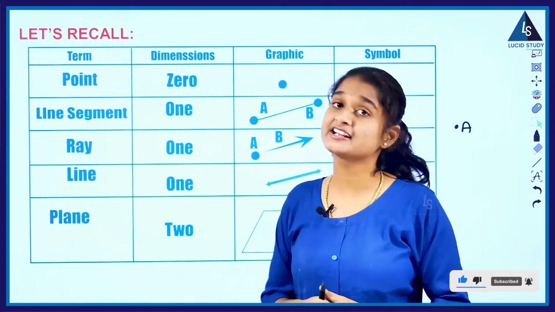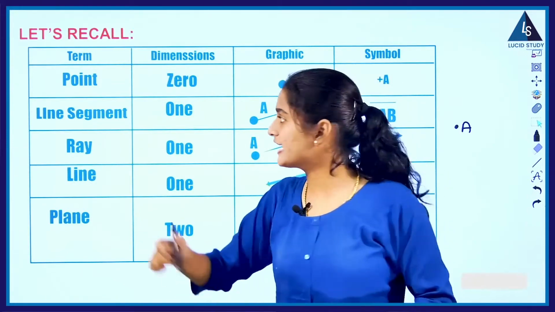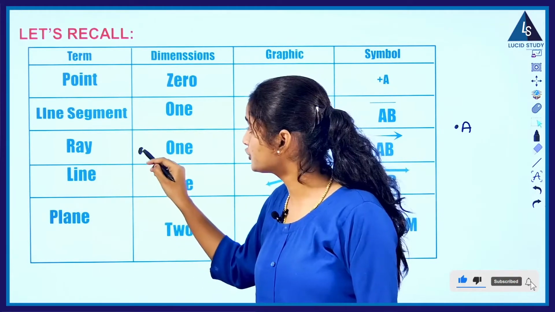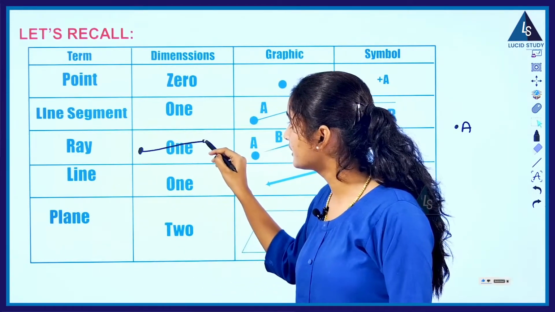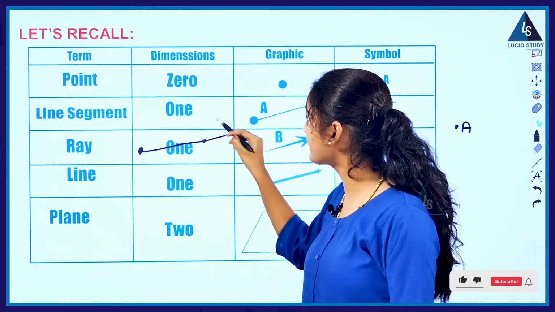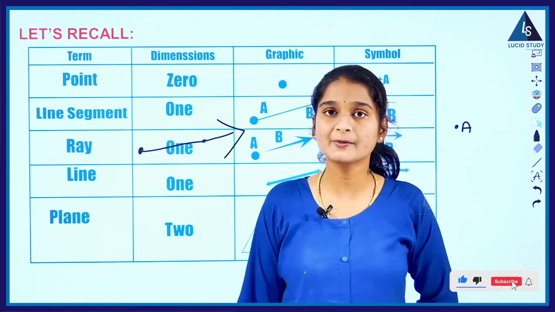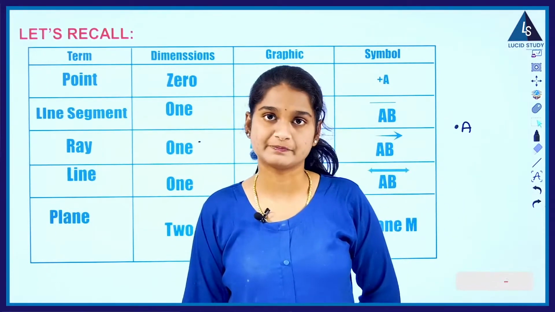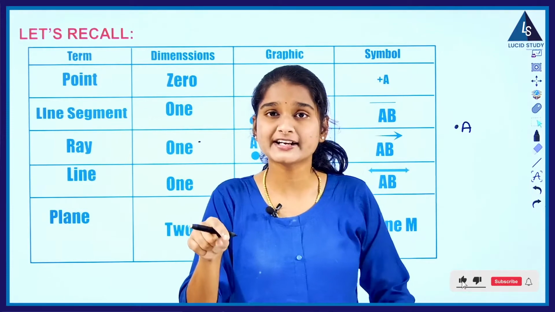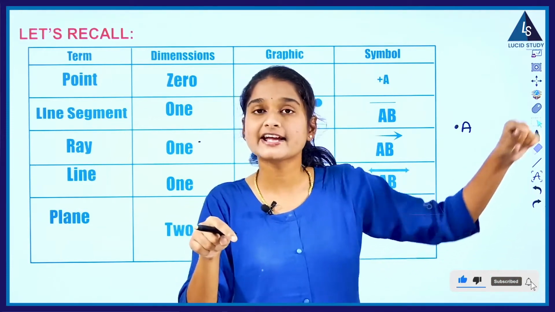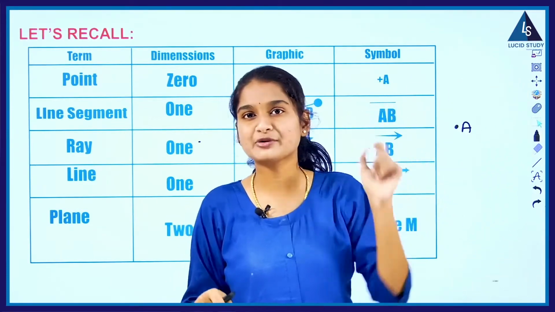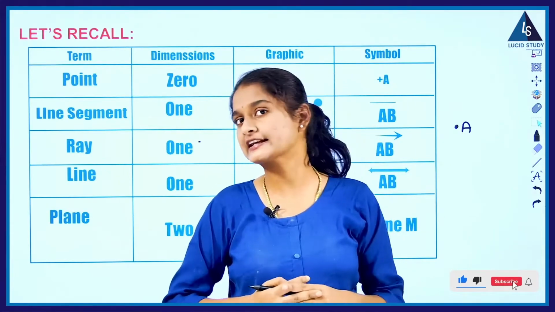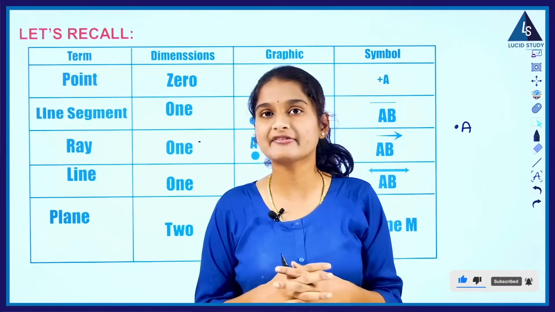Then we have a ray. What is a ray? I'll take a point here. This is a fixed point now. Now I'm going to draw a line segment like this. Now I just want to extend this line segment. What can you observe here? A ray can only be extended in one direction. It has one fixed point. We can only extend a ray in one direction, not more than one direction. So these are the major definitions that we have learnt in our grade 6 and we have recalled everything.